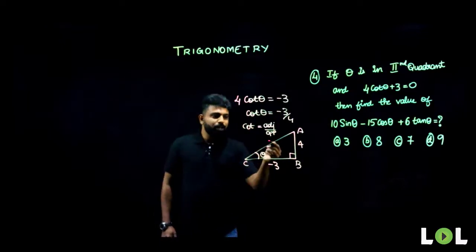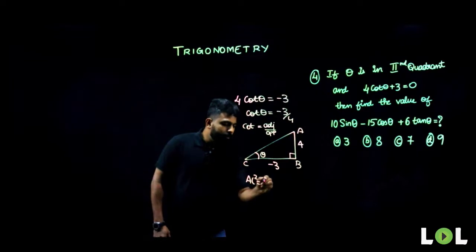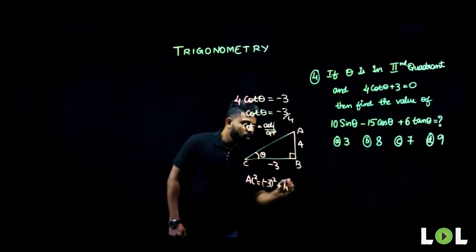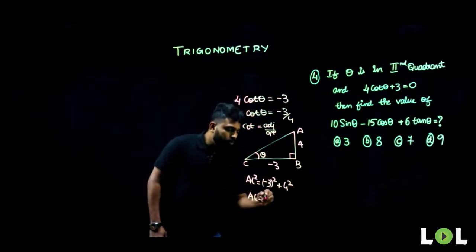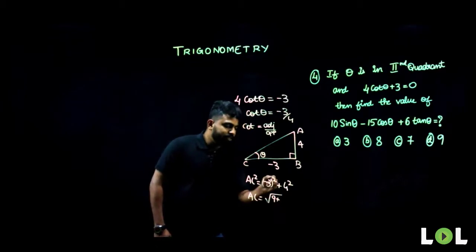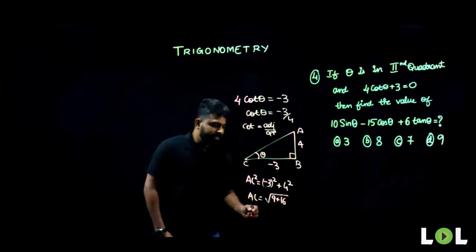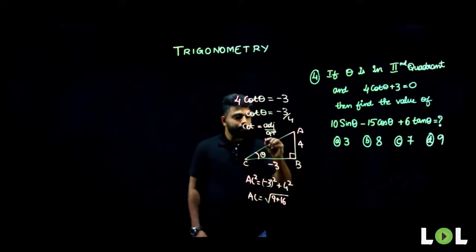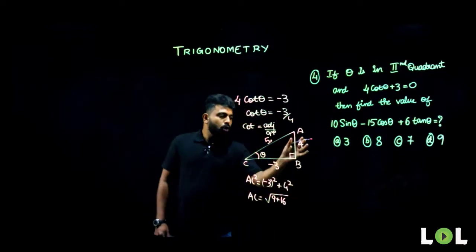So what will be the value of my hypotenuse here? AC square will be minus 3 the whole square plus 4 square. What do I get? AC will be equal to the square root of 3 square, which is 9, minus 3, if it gets squared it will become positive, so plus 4 square, which is 16. So the value of AC will be root of 25. So AC will be equal to 5. Now we know the value of all the sides here.